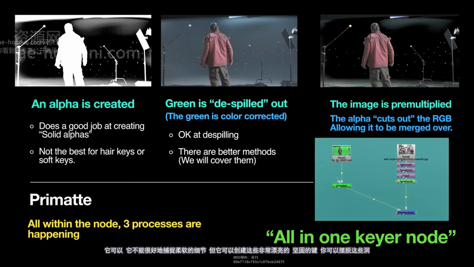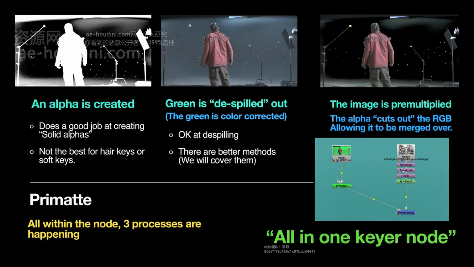So it doesn't capture soft details very well, but it does create these really nice solid keys that you can kind of get rid of the holes. So maybe the key light would have some holes in the middle here, whereas this Primeadd usually gives a very solid alpha. So we can combine the two and combine the strengths of the two. And we'll talk about that once we get into the compositing structure.